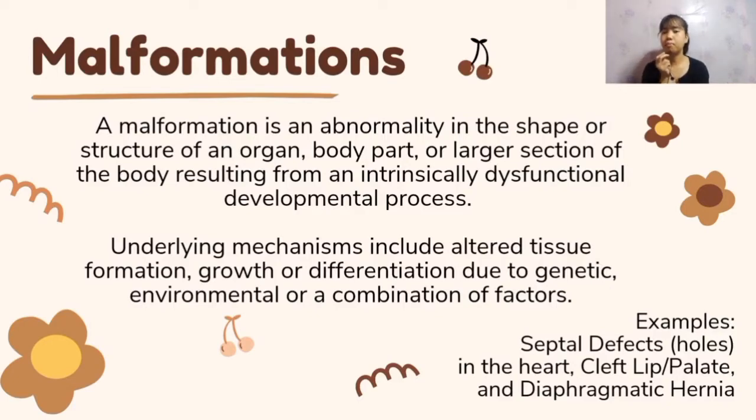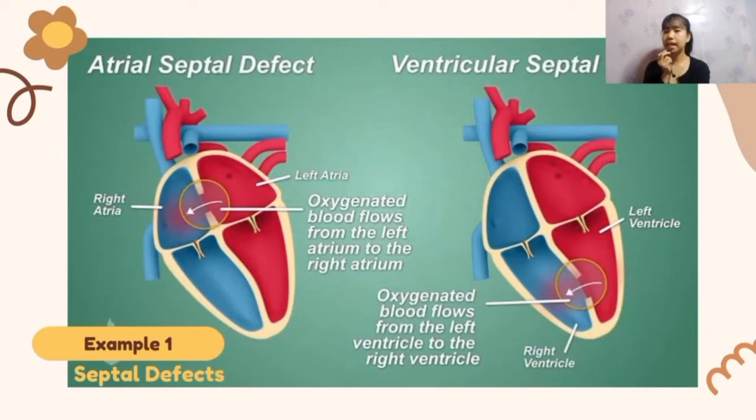Some examples of malformations include septal defects or holes in the heart, cleft lip or palate, and diaphragmatic hernia. First example is septal defects, and it has two types, the atrial and ventricular septal defect. An atrial septal defect is a birth defect of the heart in which there is a hole in the wall or the septum that divides the upper chambers or the atria of the heart. A hole can vary in size and may close on its own or may require surgery.